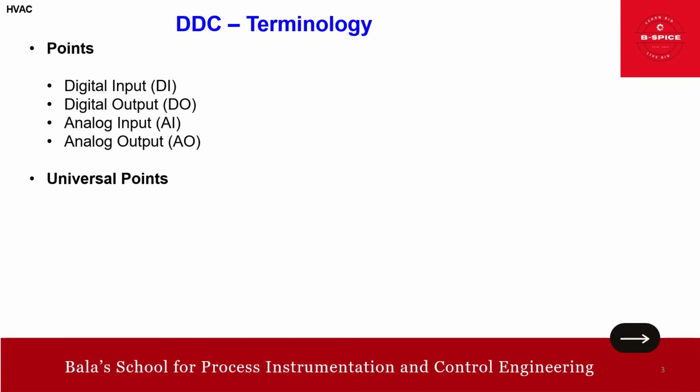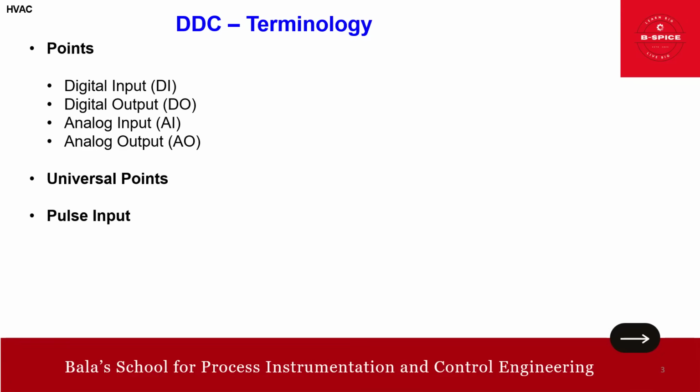But universal point, to address the problem of having fixed points that go unused, some points may be programmed as any of the 4 types, meaning analog input or analog output or digital input or digital output. So these are called universal points. Okay. So that's what I want to show here.